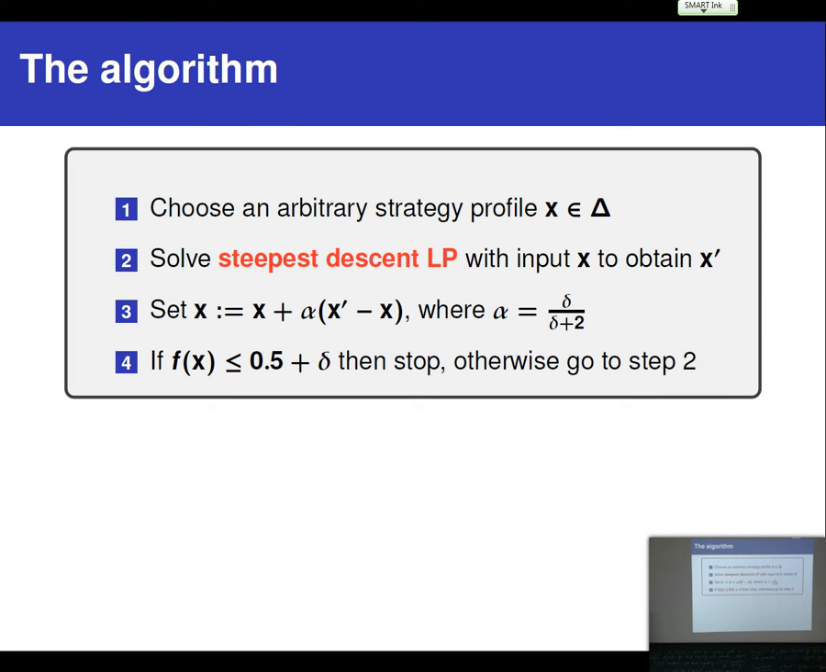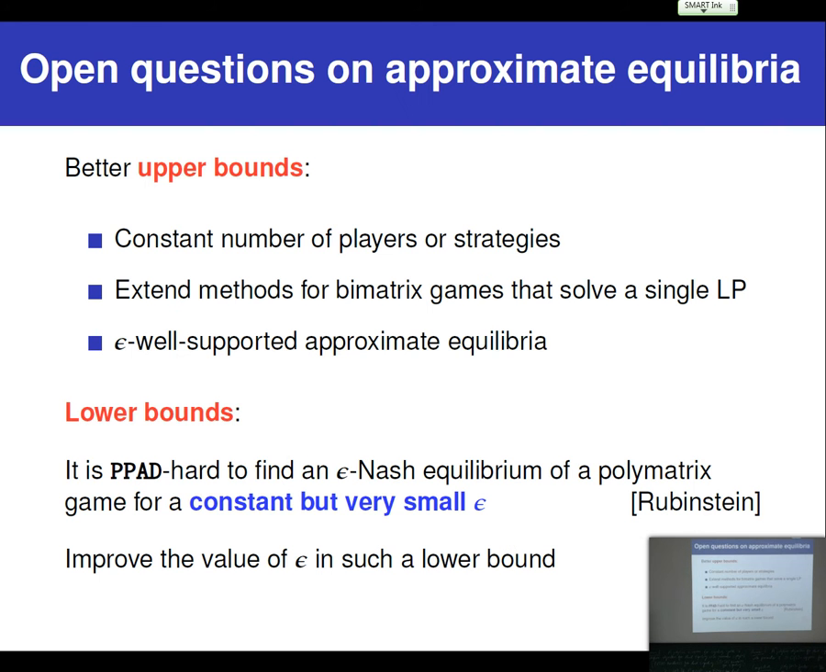So the algorithm is rather simple. The proof is a bit involved, but it basically starts from an arbitrary strategy profile, finds a direction to go with an LP that's basically working with an approximate gradient, and then goes some distance in that direction and keeps going until you get something good enough. Okay, I need to wrap up. So there's a bunch of open problems related to these approximate equilibrium polymatrix games, but I'll skip that.